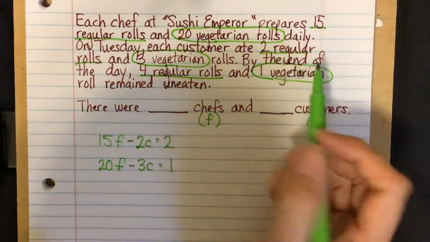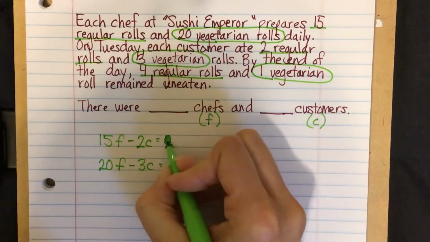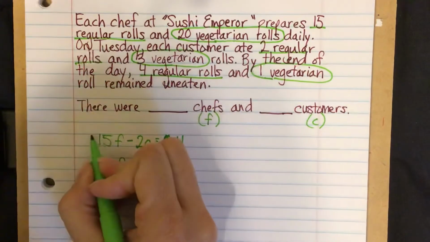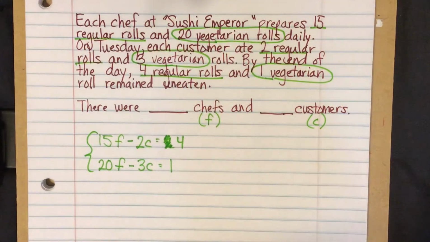You know what? I made a mistake. At the end of the day, 4 regular rolls are left, so this should be a 4. Sorry about that. All right, so there you have it. There's your system of linear equations, and we were able to pull all that information out.